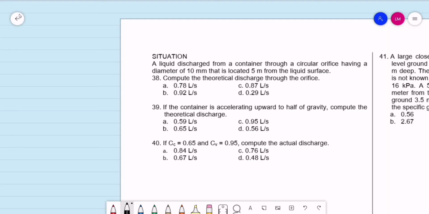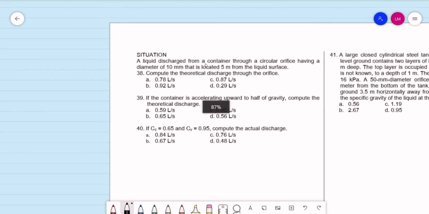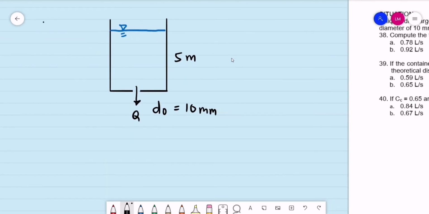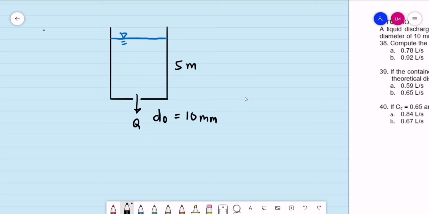So let's have more examples for orifice. A liquid discharges from a container through a circular orifice having a diameter of 10 millimeters that is located 5 meters from the liquid surface. Sa number 38, compute the theoretical discharge through the orifice. So ito yung mga given so far. Yung height ng tubig above the orifice is 5 meters.